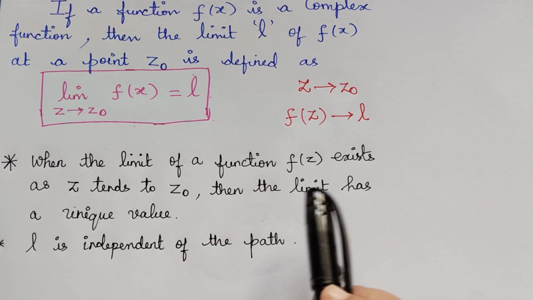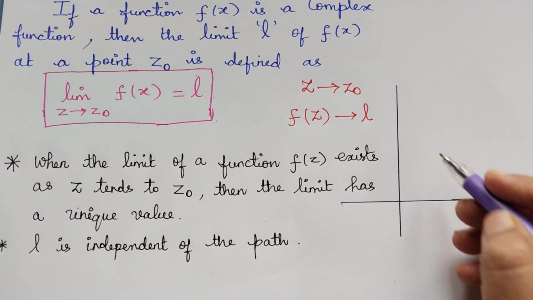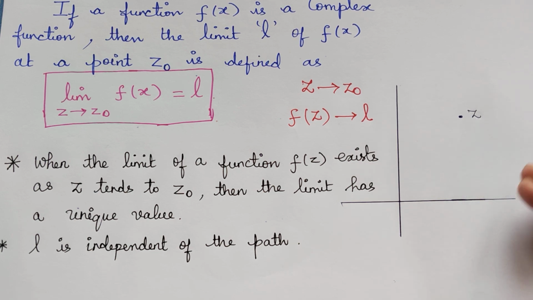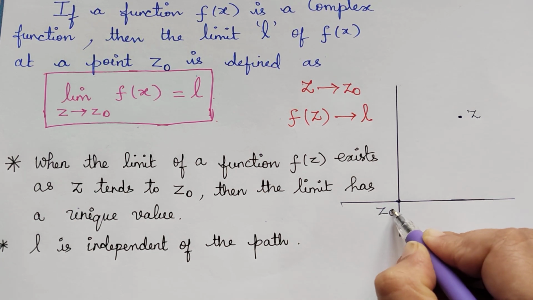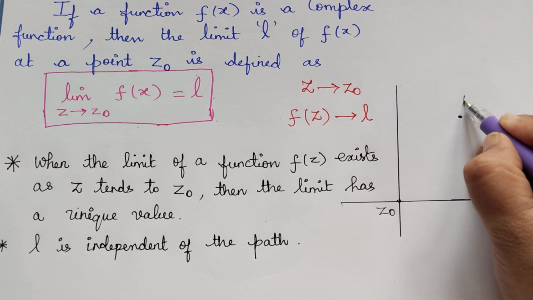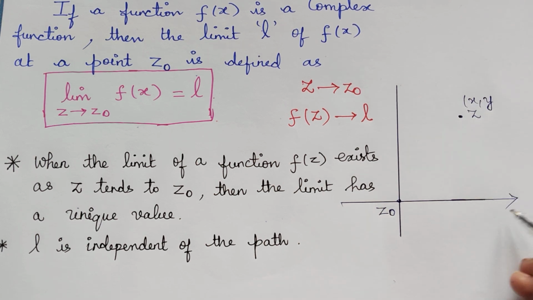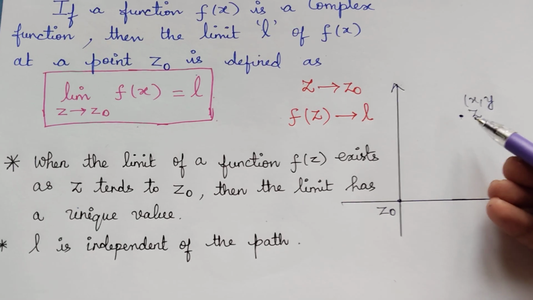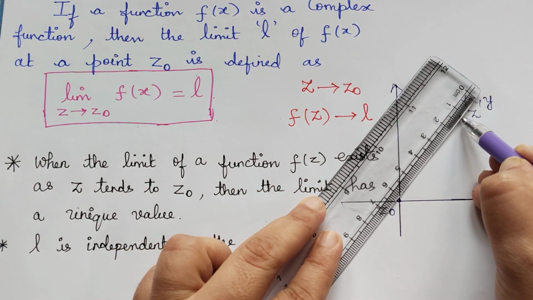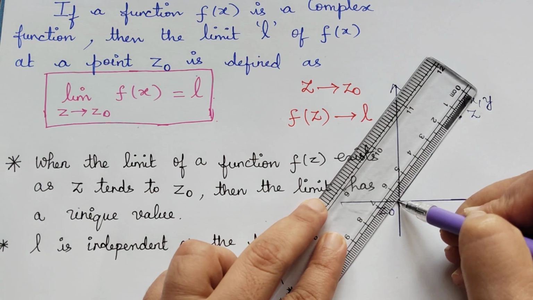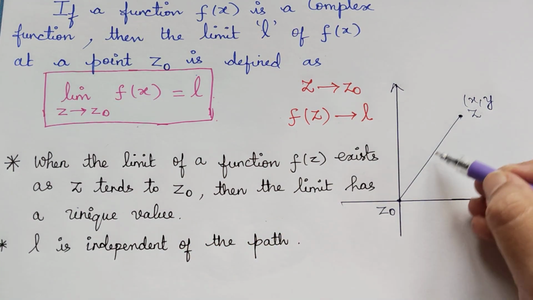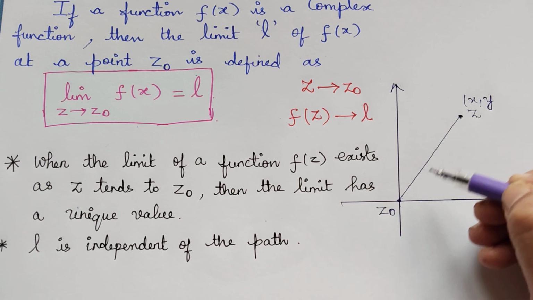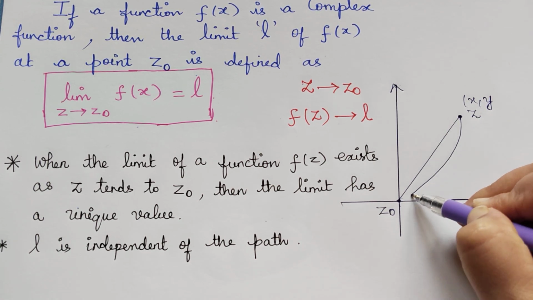That is, what is a path? So now geometrically representing it, we consider the point z in this plane, and this is the origin which is z0. Now this point we know that it is x comma y, and now when this z tends to z0, that is, it takes a path from z to z0. Now this path I have drawn as a straight line, but it's not necessary that the path should only be a straight line. It can also be a curve.